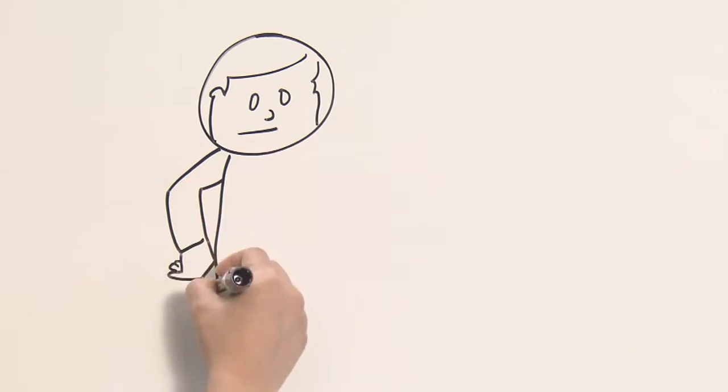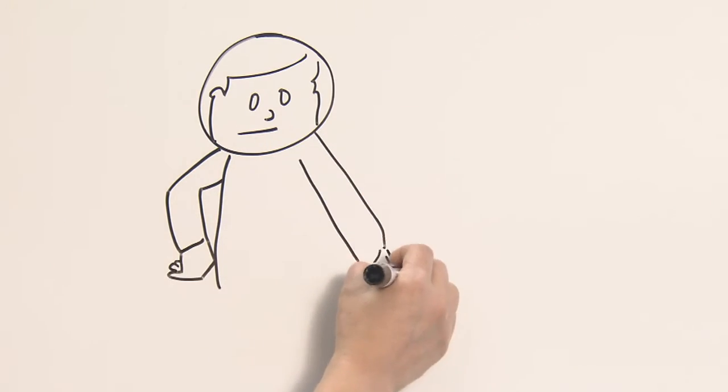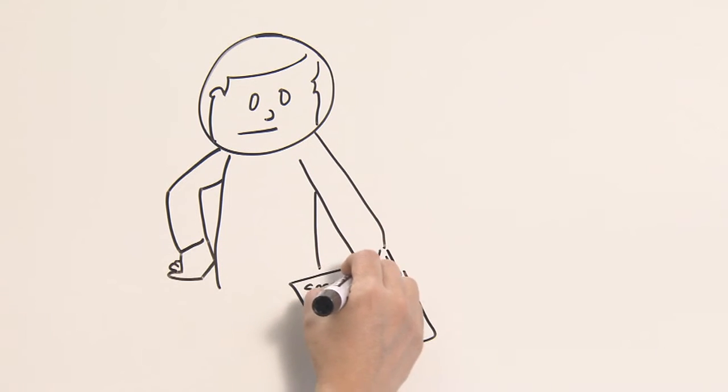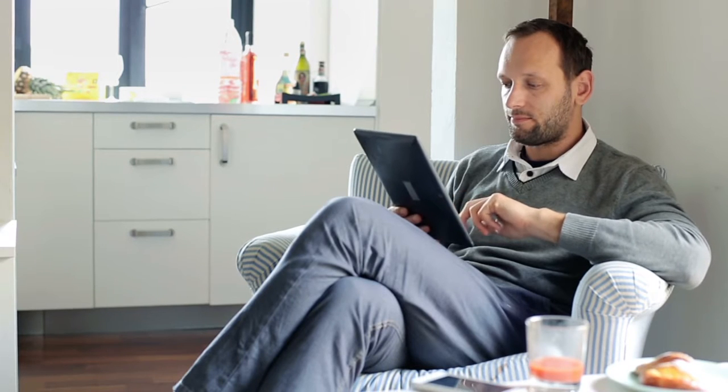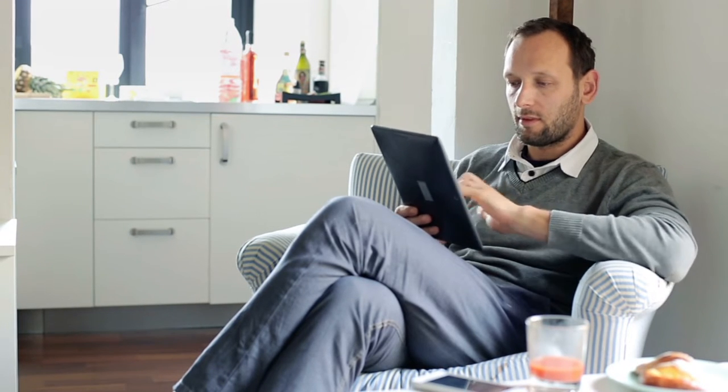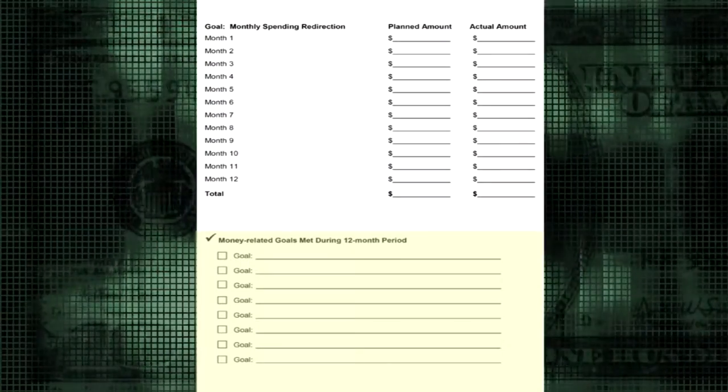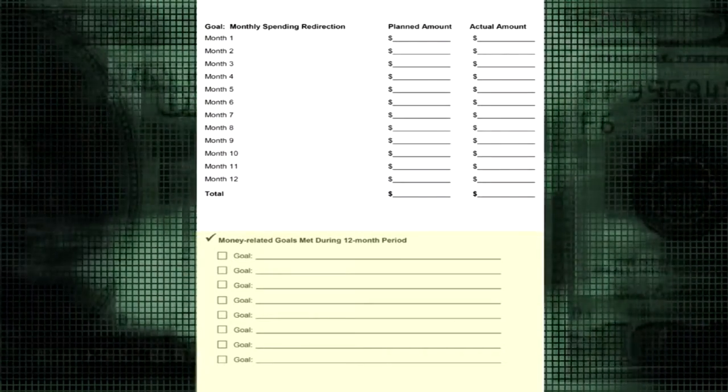Wait a minute. Do you really expect me to fill out a new spending plan monitor worksheet every month? Only if it's helpful. Regardless of what your financial goals are, once you get the hang of your new spending plan, you may only need to track your monthly progress in the Goal Tracker section. Use your Goal Tracker worksheet to check off any goals you meet during the 12-month period.